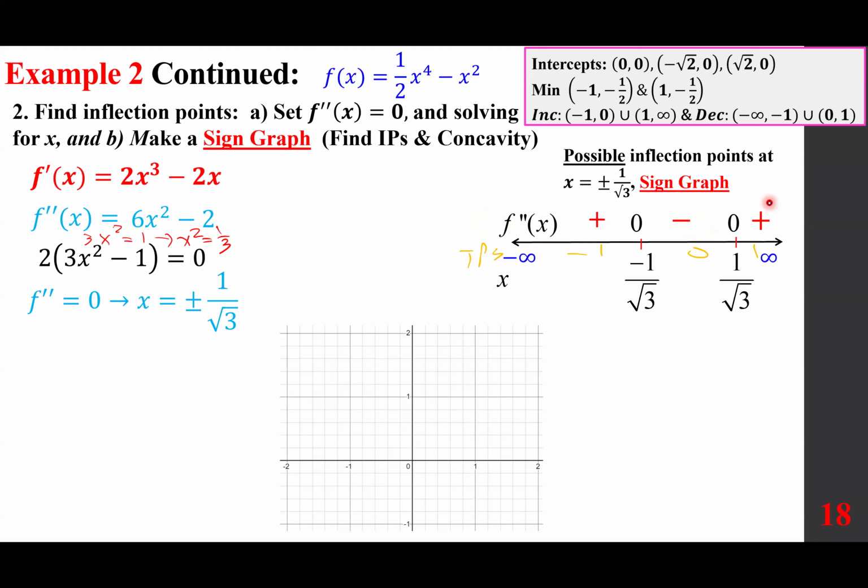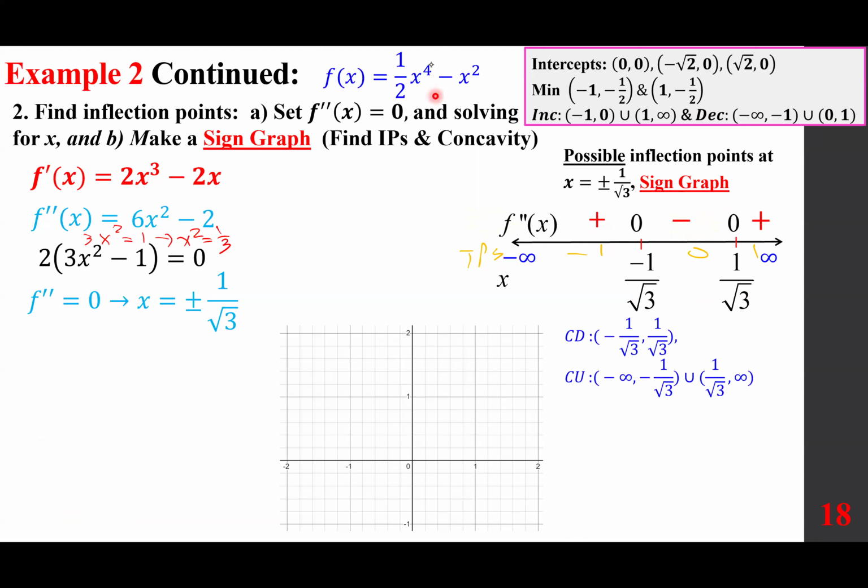So what does that mean? The change in sign indicates those are the inflection points. Positive, concave up, negative, concave down. So it's concave down here from -1 over square root of 3 to 1 over square root of 3. From negative infinity to -1 over square root of 3 union 1 over square root of 3 to infinity is concave up. And the inflection points, you have to plug in these two numbers into the original function.